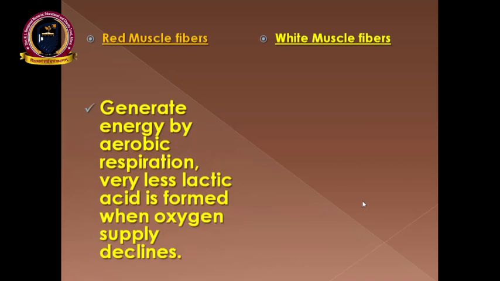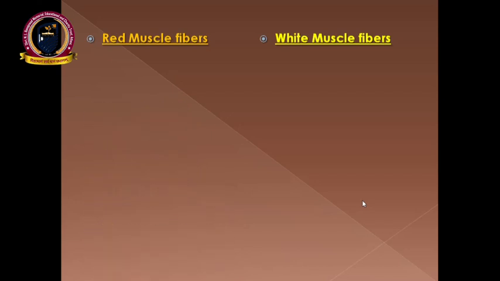Red muscle fibers generate energy by aerobic respiration. Very less lactic acid is formed when oxygen supply is less. Red muscles are also called slow twitch muscle fibers because their contractions are slow and for a long time.